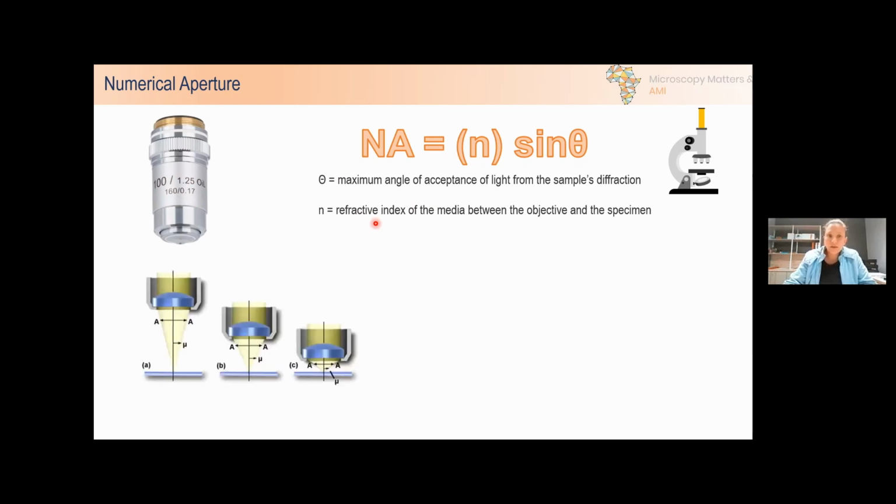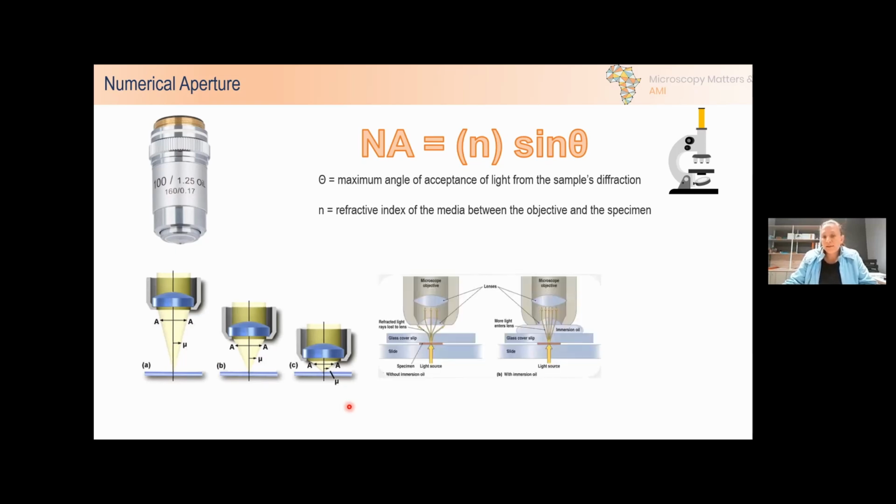If you have an objective with a low numerical aperture, the angle of that diffraction pattern that can enter into the objective is much smaller than your higher numerical aperture objectives. A high numerical aperture can capture a much wider angle than your lower numerical aperture objectives. Another aspect is the refractive index.